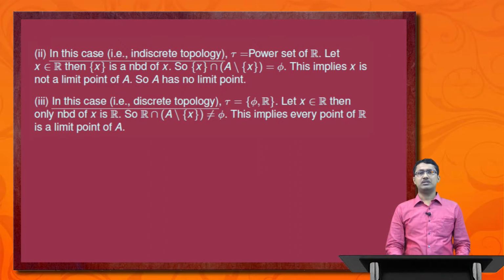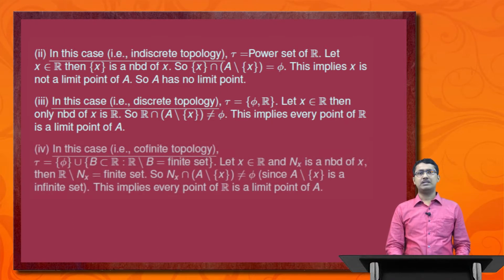And finally, for example 4, in the case we consider the cofinite topology, then tau is of the form phi union all such B, where B is a subset of the real numbers such that R minus B is a finite set. Choose any point x belonging to the real numbers, and N_x is any neighborhood of x. Then R minus N_x is a finite set from the condition of cofinite topology. So N_x intersection (A minus singleton x) is not equal to phi.